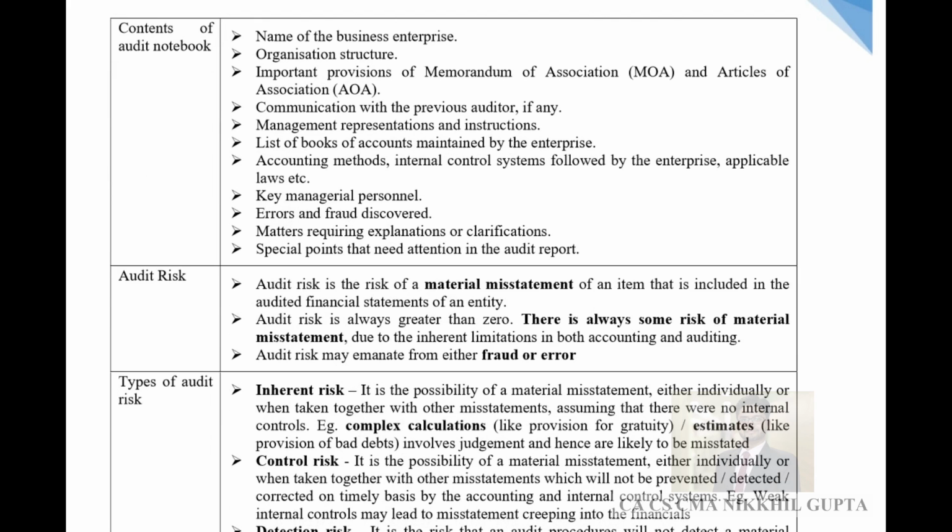Then what are the contents of audit notebook? Name of the business is written, organization structure is written, MOA, AOA important provisions are written, communication with previous auditor. If previous auditor has given some communication to the current auditor, if he has given some hints on how the company is performing, what are the difficult areas, why did the earlier auditor leave, any such verbal communication which is done by the earlier auditor, they are to be recorded in audit notebook.